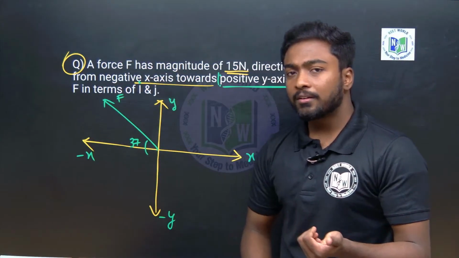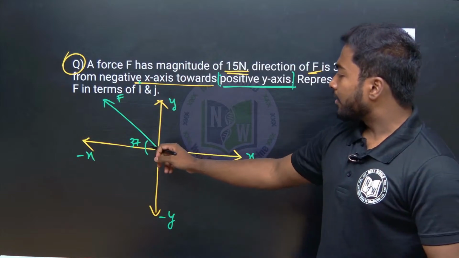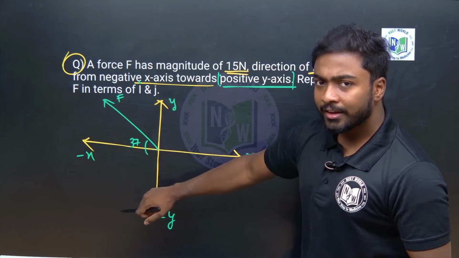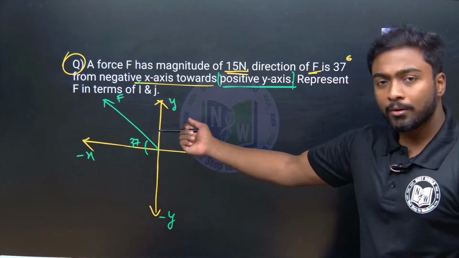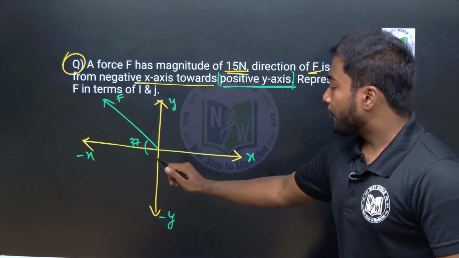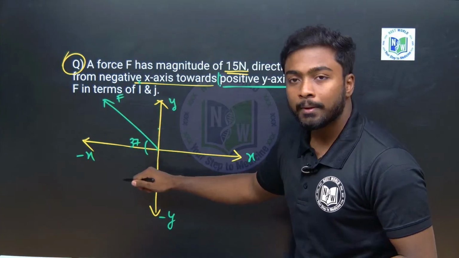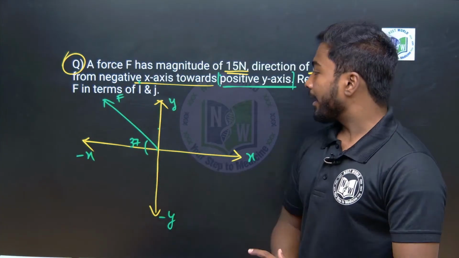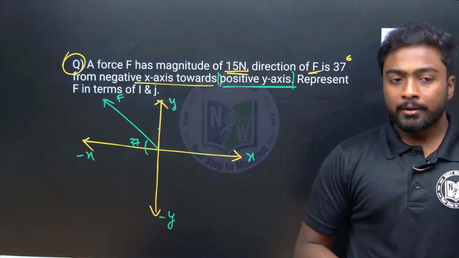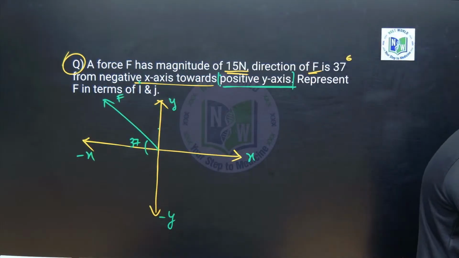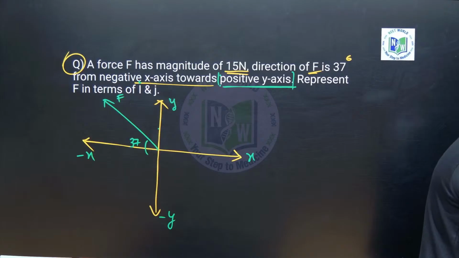How can I take the components? If the angle is given with respect to the x-axis, then x will be my cos theta, and y will be my sin theta. If the angle is given with respect to y, y will be my cos theta, and x will be my sin theta, right? So can you do it? Do it and tell. Whoever is watching now, you can give the answer in the comment boxes.